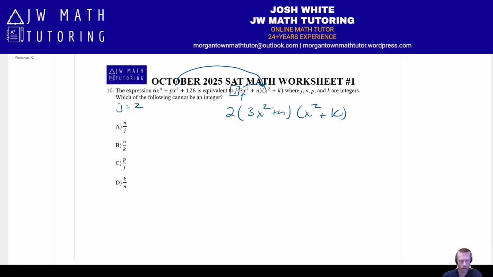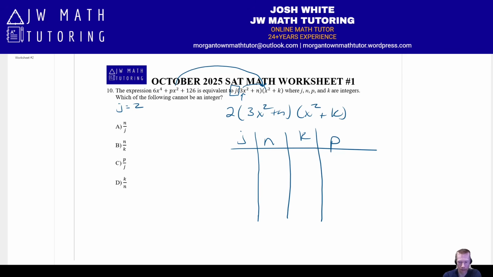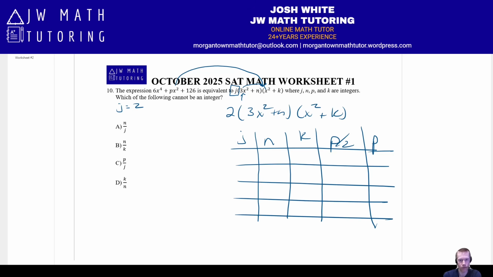When I was going through this, I basically made a little table, and I put j, and I put n, and I put k, and then I put p over 2, and I'll explain what that is in a second, and then lastly, I put p. Essentially what is happening here is I'm going to run through all the different possible factorizations that you could have.